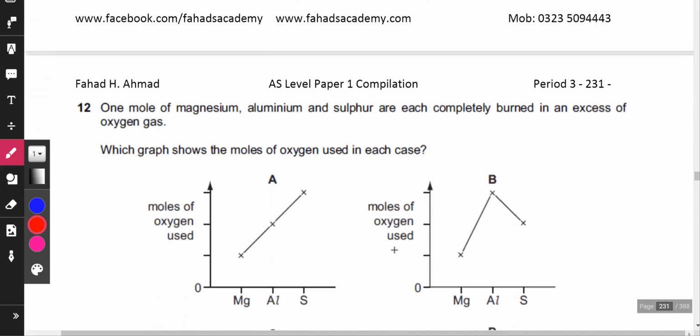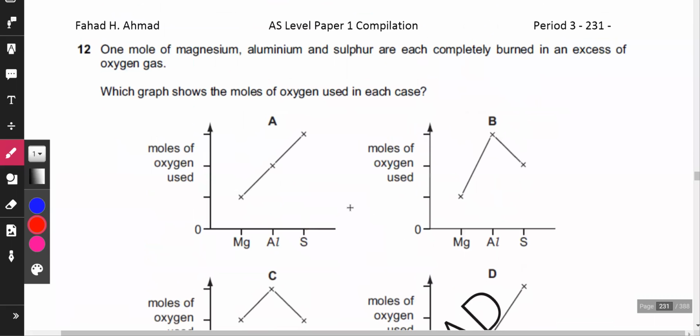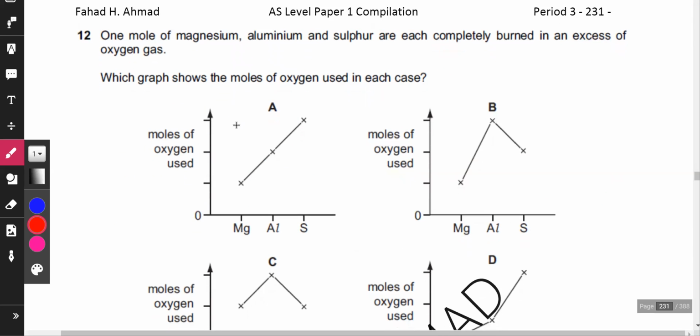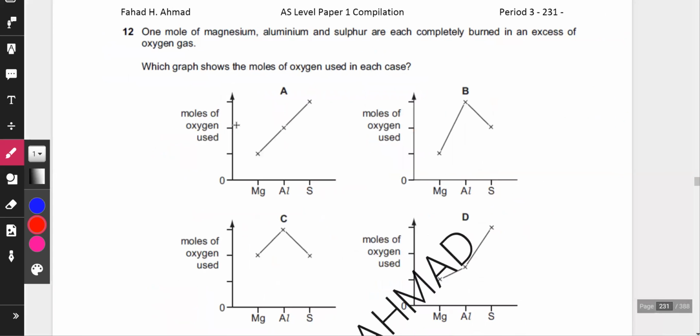So next, the question states 1 mole of magnesium, aluminum, and sulfur are each burned completely in excess of oxygen. Which graph shows the moles of oxygen used in each case? All of these have to be 1 mole. So Mg would form MgO. How many moles of oxygen do you need? You need half a mole of O2. So have a look at which one. They haven't even labeled the y-axis.